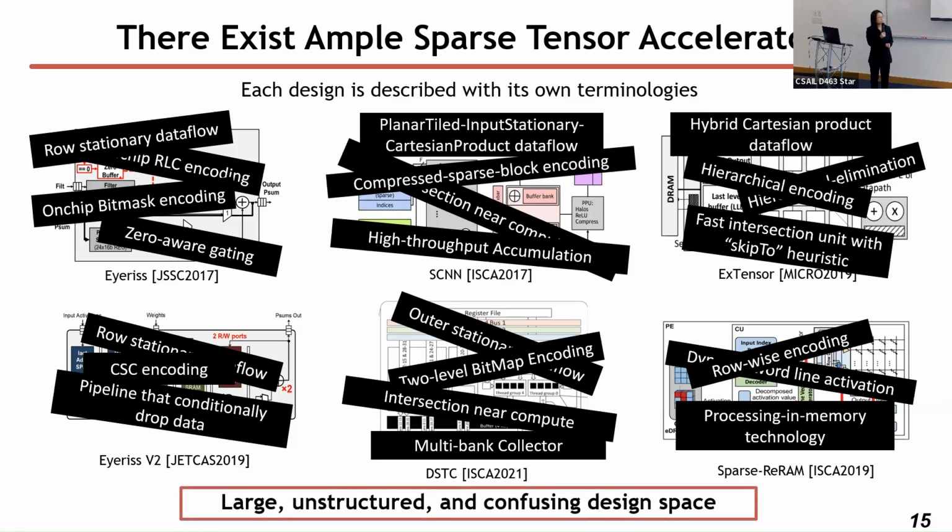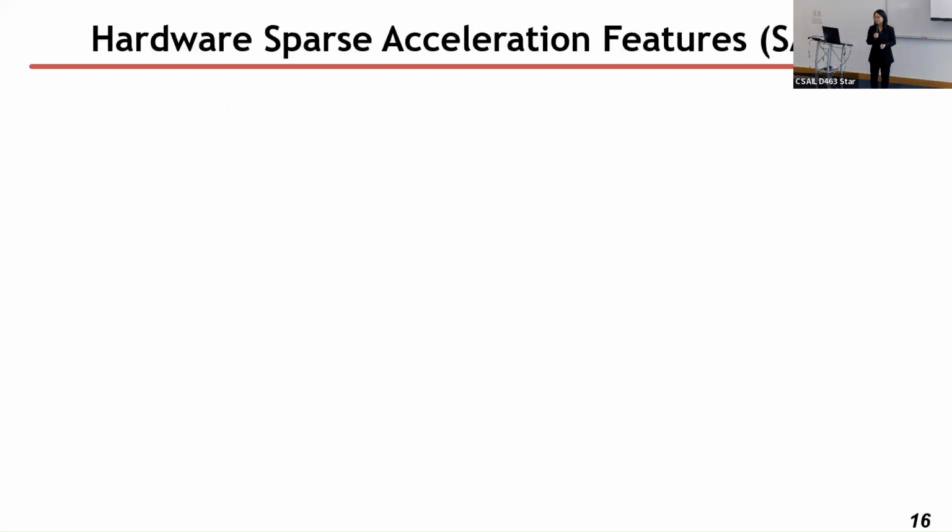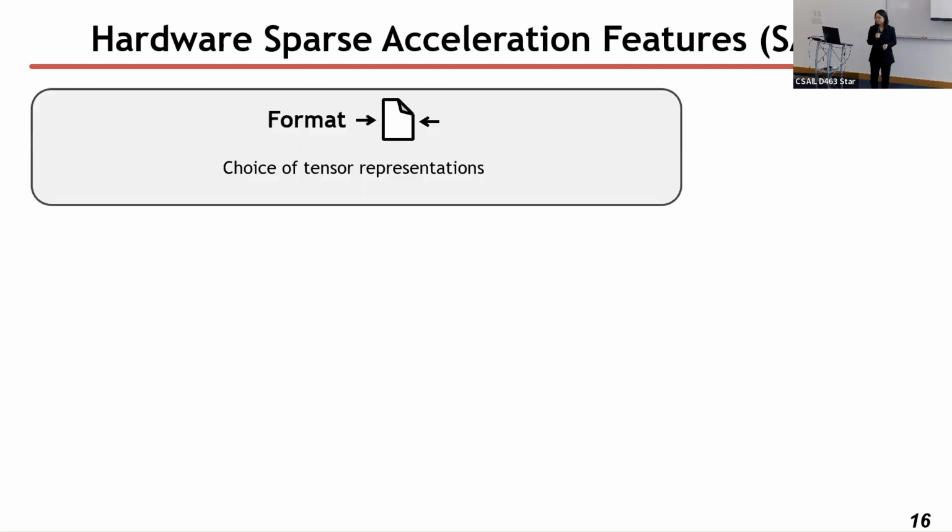So to solve the problem, we make the observation that all of these proposed sparsity-related optimizations can be classified into 3 high-level hardware acceleration features, which I'll refer to as AFs. The first one is called a format. Format refers to the choice of tensor representations when we want to store them in the hardware.